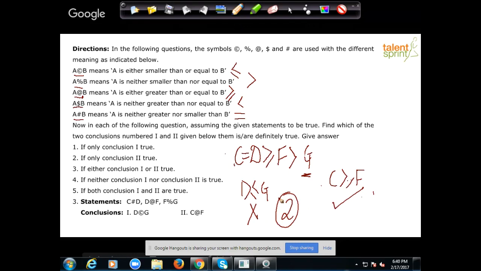I can see that a lot of you are getting the answer as 4, and that is a little disturbing, which means that all of you have understood why conclusion 1 is false.